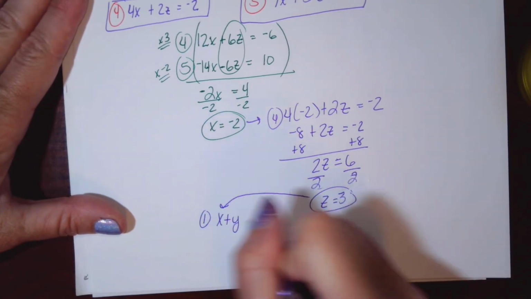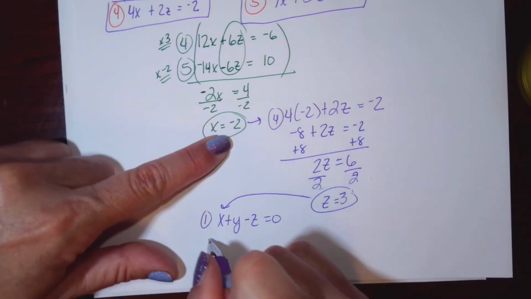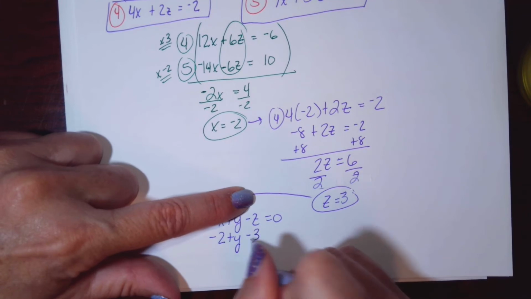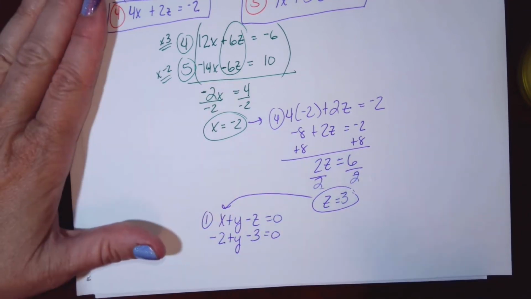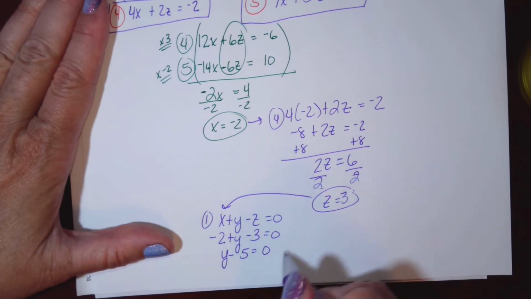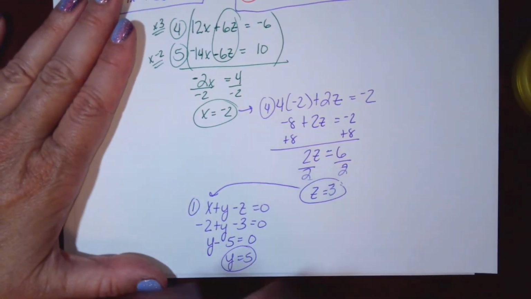So my first equation is x plus y minus z equals 0. We found x to be negative 2. Minus 3 for minus z gives me 0. So that's y minus 5 equals 0. When I add that 5 to both sides to move it over, I get y equals 5.